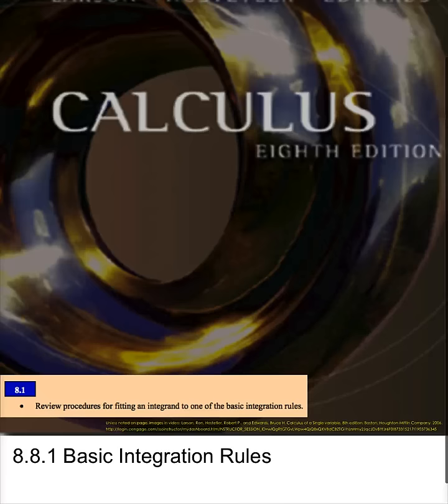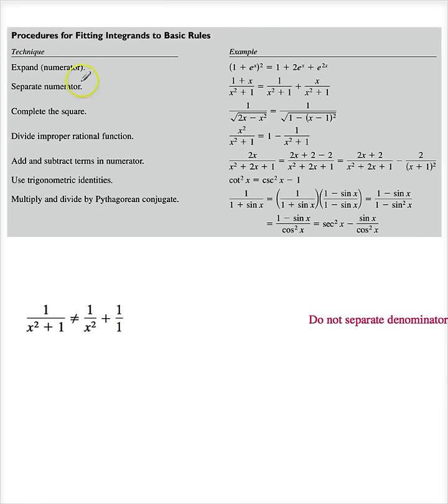Now this part is called basic rules, but it's really just a review of things we've done before. Here are some basic things you want to do when your integral doesn't fit one of the known standard forms. You may need to separate the numerator, so break this up into two fractions. You may need to complete the square, always fun.